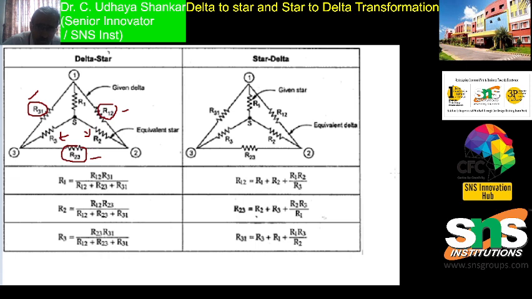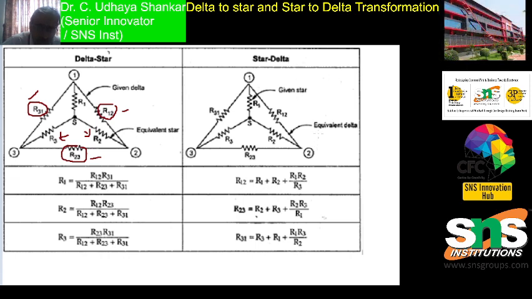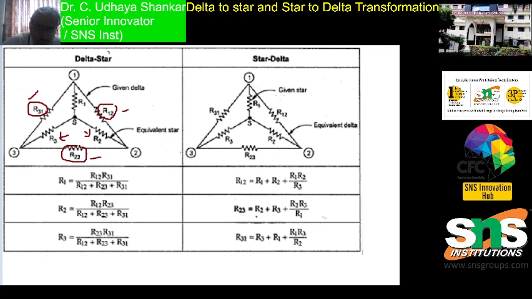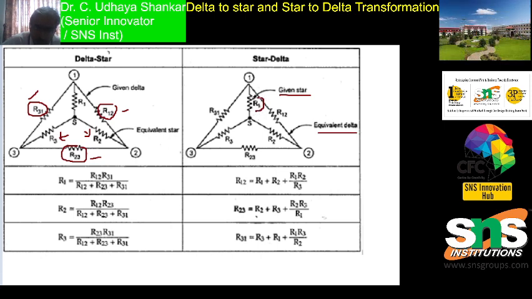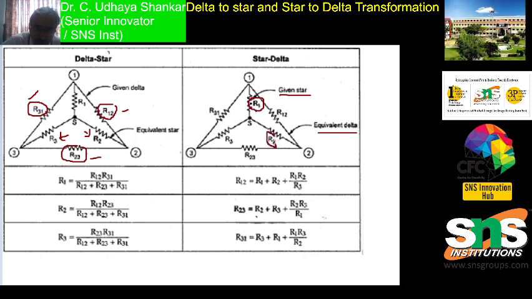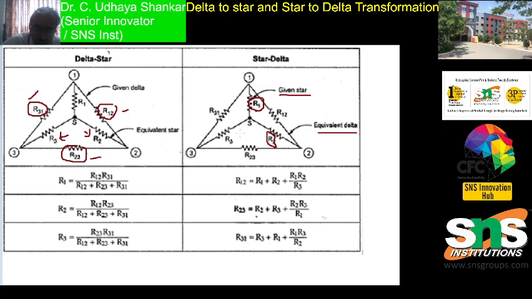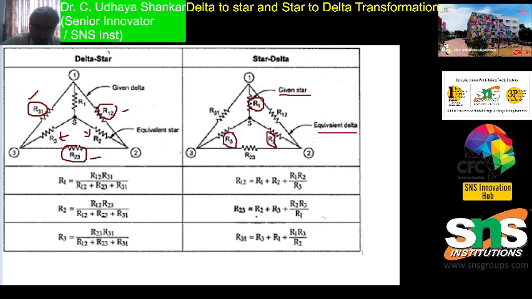Now we will move on to star to delta. In terms of star to delta, the star is given, whereas you want to find the equivalent delta. Okay, so the star value, that is R1, will be given, and similarly the R2 value will be given, and similarly the R3 value is also given. Okay, so all the three values are given.